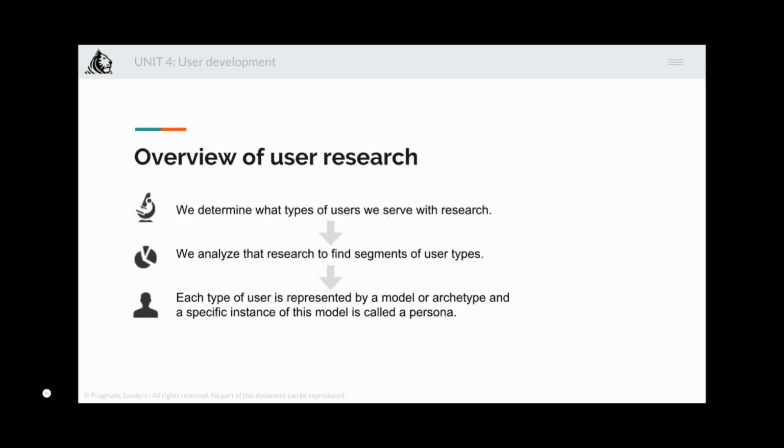So how do you do user research? Very broadly put, you determine what types of users we serve with research. Okay. What kind of research? I'll explain this very soon. We analyze that research to find segments of user types. What kind of segments, what kind of users exist.